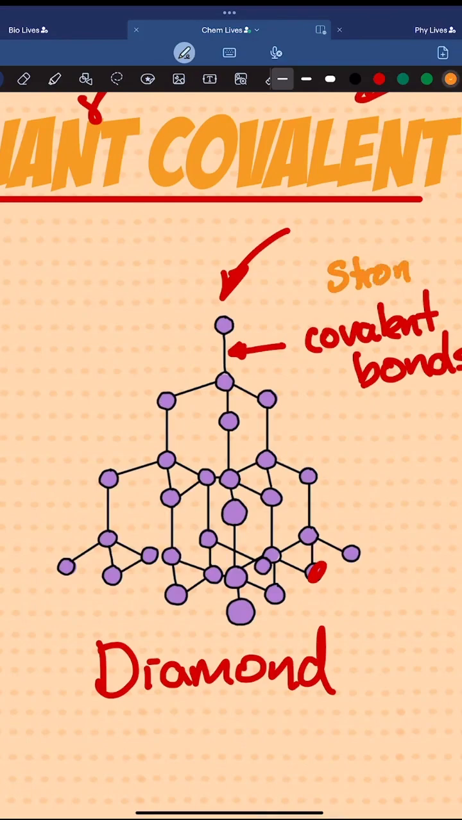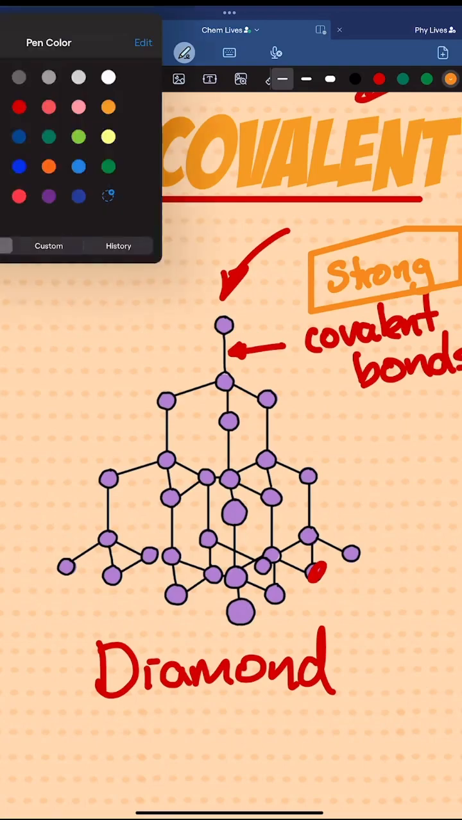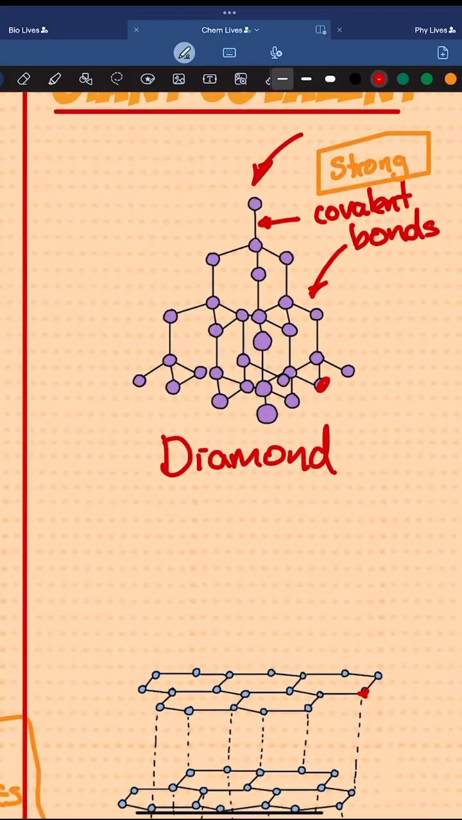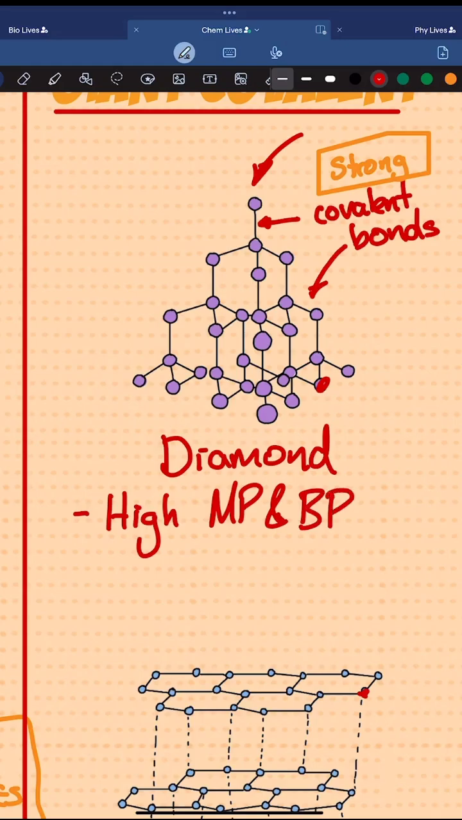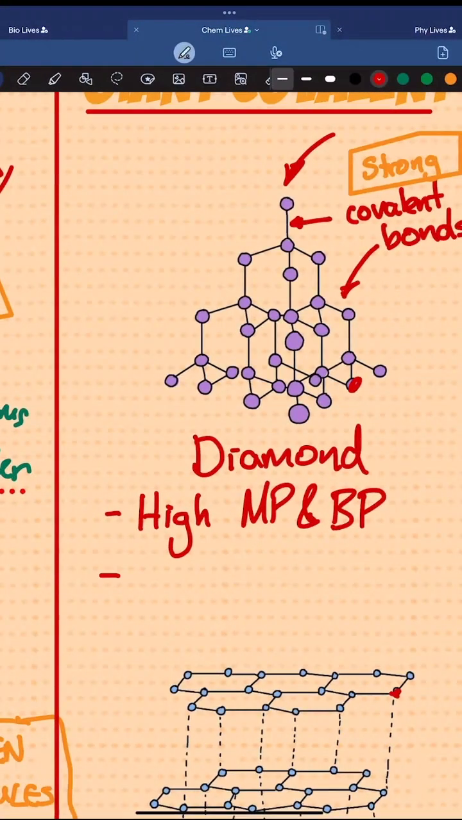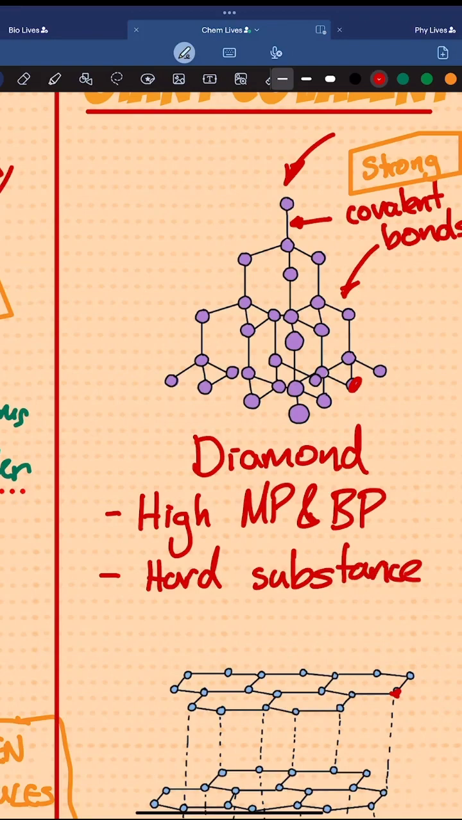So do you think diamond will have a high melting point or a low melting point? Every single one are covalent bonds. They're going to have a high melting point. Exactly. So diamond has a high melting and boiling point. And that's the reason why it's a hard substance, because it's hard to break those bonds. So it's also going to be hard to break the substance.